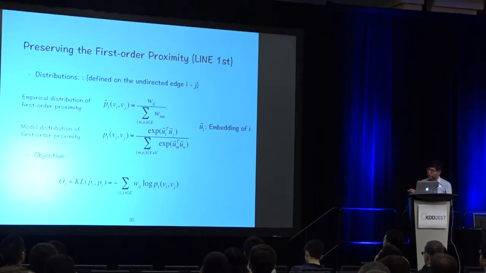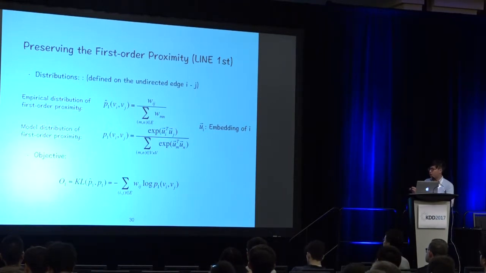And then we also define the proximity of the two nodes in low dimension spaces, which depends on their low dimension representations. So here, the vector Ui is an embedding of node i. And the first order proximity is defined based on a softmax function. So basically you can see that if the embeddings of the two nodes, Ui and Uj, are close to each other in the low dimension space, it's likely the two nodes are very similar, right?